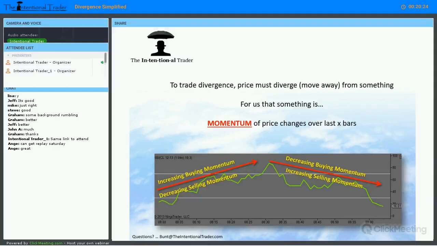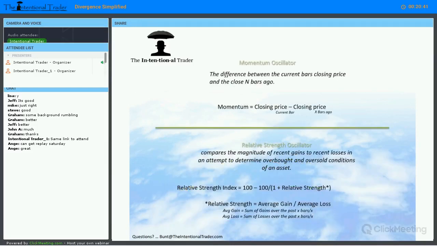So on the left, you'll see where we have increased buying momentum and decreased selling momentum. And conversely, on the right, you'll see a decrease in the buying momentum and an increase in the selling momentum. Okay, this is really important, and I'm going to show you why.